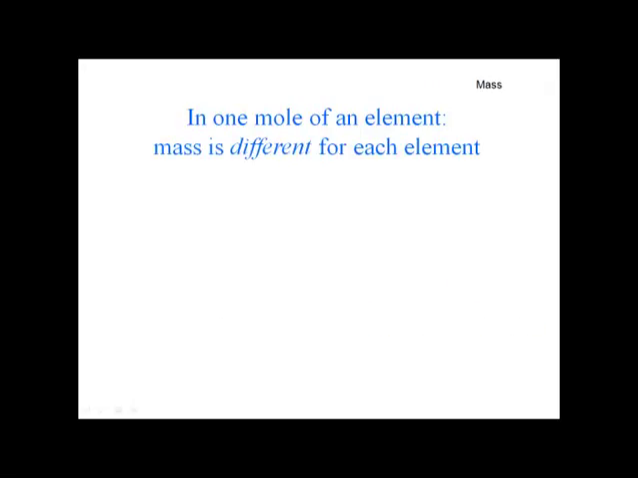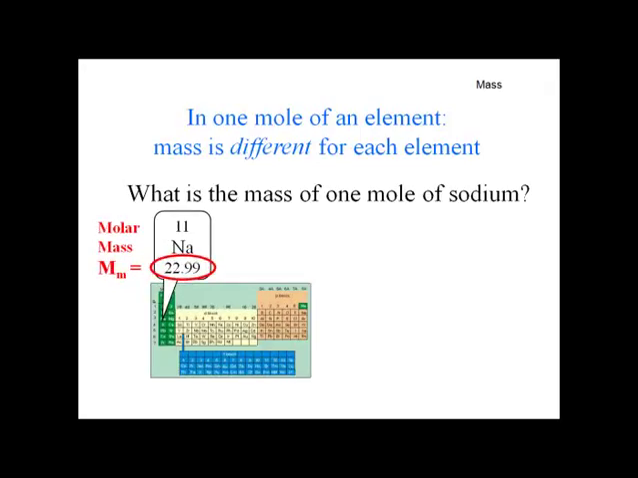When it comes to the mass of a mole of an element, it is different for each element, so we will need to consult a reference, most commonly the periodic table. If we were to ask what is the mass of 1 mole of sodium, we would locate sodium on the periodic table. The mass of 1 mole, commonly called the molar mass, and given the symbol M sub m, is the bottom number on the entry for sodium. For sodium, this is 22.99 grams per mole.